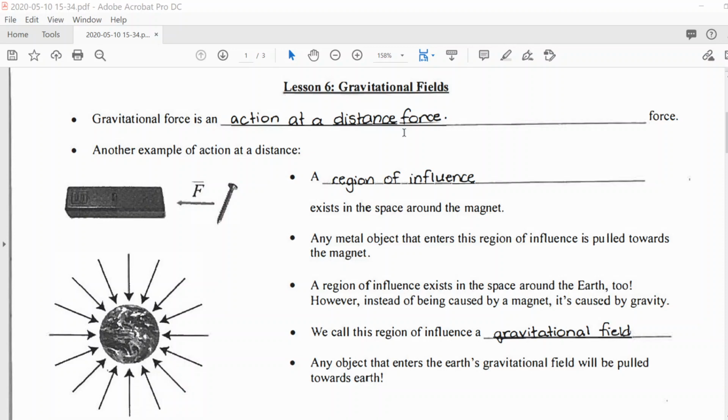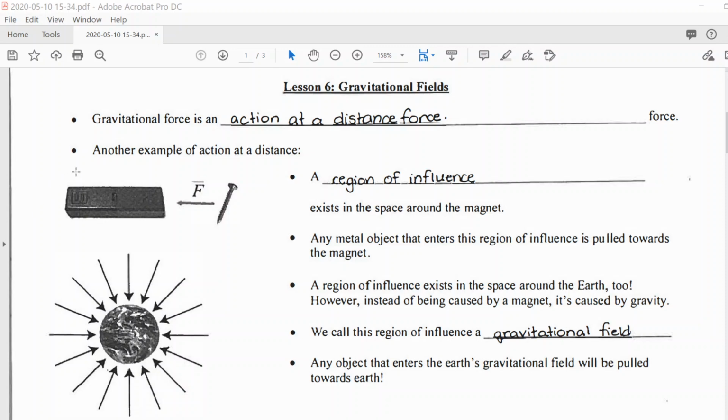Okay, another example of an action at a distance force is the magnetic force. So here we have a bar magnet, and that bar magnet is able to attract a steel object like a screw, and the screw is not touching the magnet, but that force is still there. What we would say is that this magnet has a region of influence around it. Now you can't see this region of influence, but it's there. If a metal object, like this screw, enters that region of influence, it gets pulled towards the magnet.